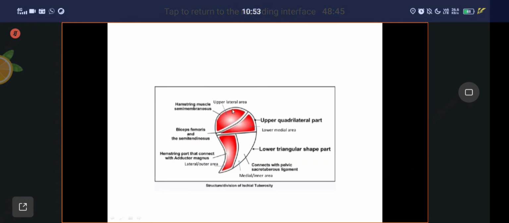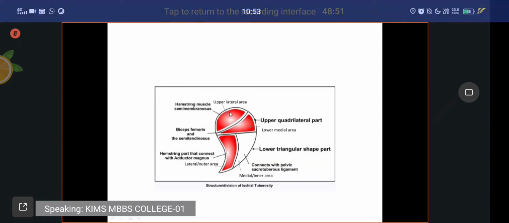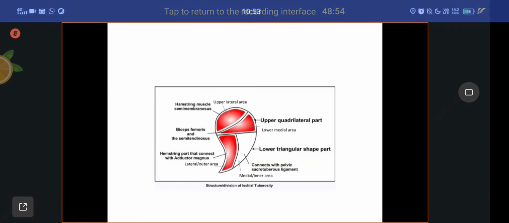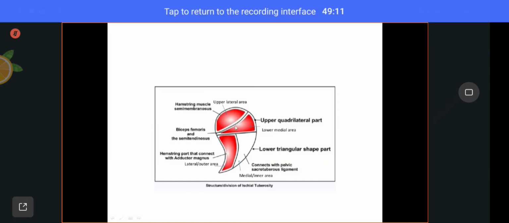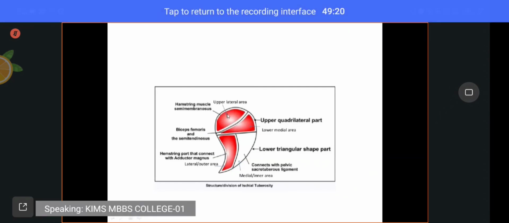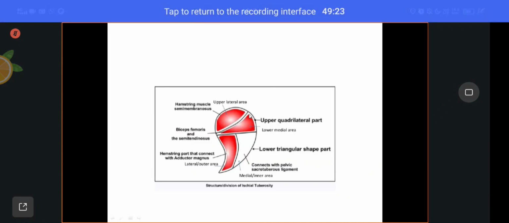The supralateral area gives origin to the hamstring muscle, the semimembranosus. The inferomedial area gives origin to the biceps femoris and semitendinosus. Are you understanding? The semimembranosus is in the upper lateral area, and the semitendinosus and the biceps femoris are in the lower medial area.